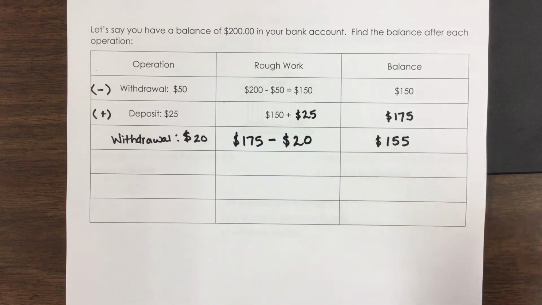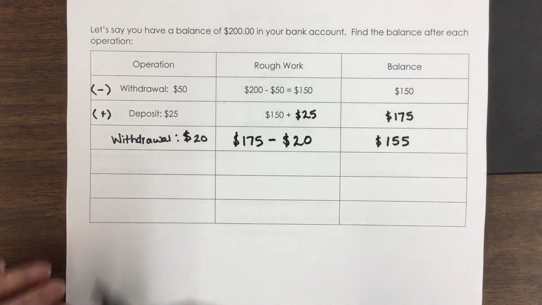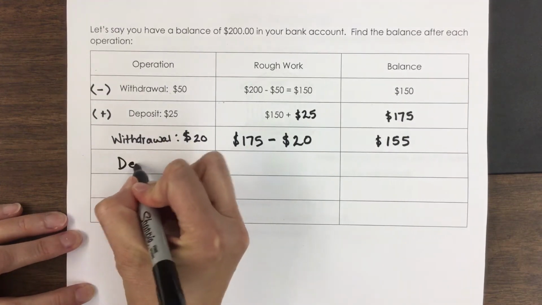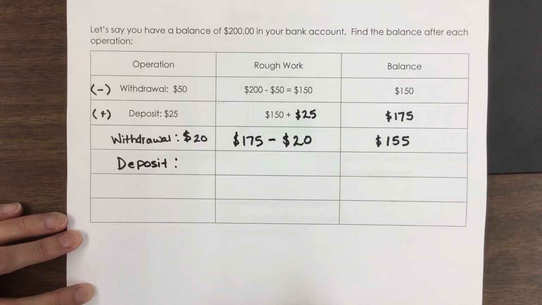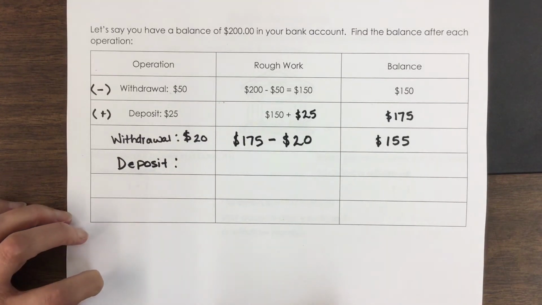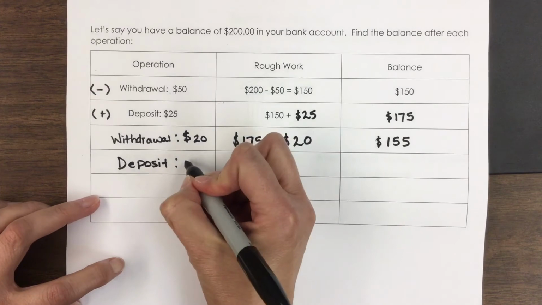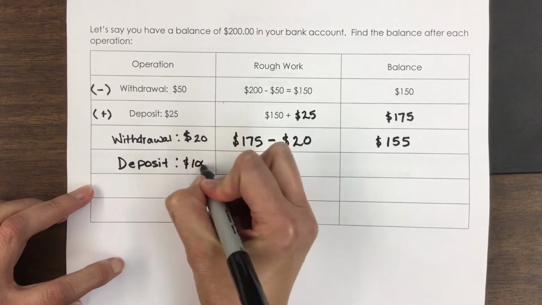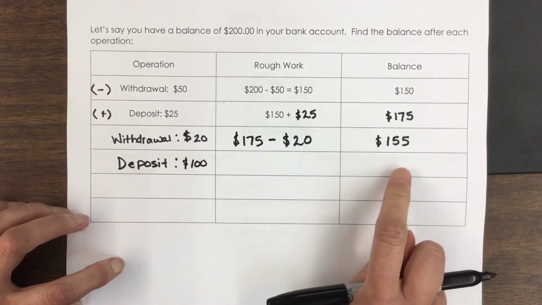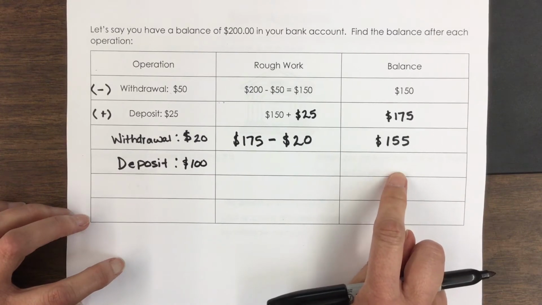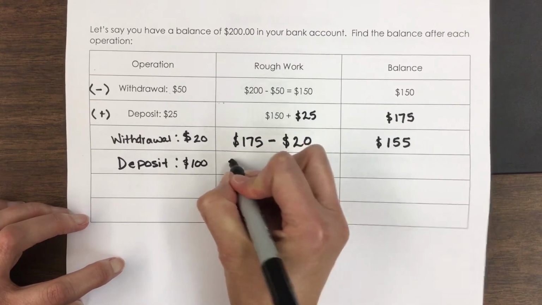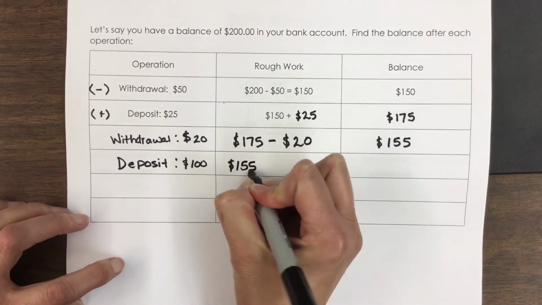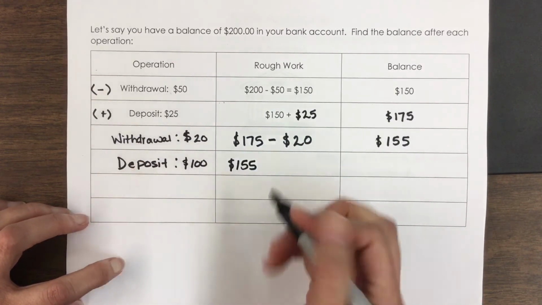All right? Now let's say the next weekend it's your birthday, and so you get some money, so you're going to make a deposit. So you're going to go to the bank, you're going to put your money in the bank. Now how much are you depositing? Well, it depends on how much you got for your birthday, but let's say you got $100. All right, now how do I figure out my balance, my new balance? Well, first you're going to take your old balance. You had $155. And because it's a deposit, you're going to add.